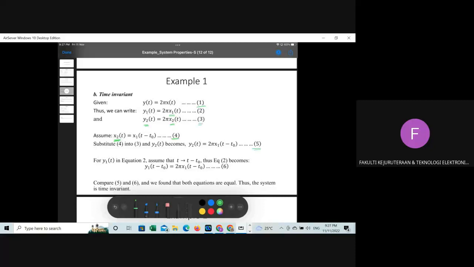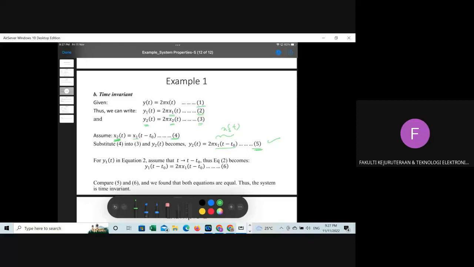So y2(t) equals 2 pi times x2(t). Because your x2(t) is x1(t minus t naught), you substitute equation 4 into 3, so you have this equation 5. Leave this equation. Now take your equation 2. You do time delay on that.